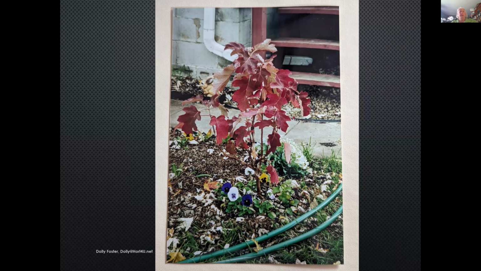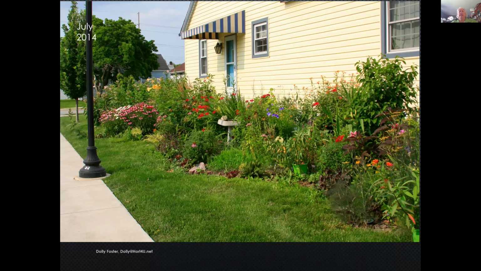That plant is an oak leaf hydrangea. I planted it in 2000 and it is still there in my garden. So it went from that little line on the side of the sidewalk to this big thing. So it's 2014. And of course, this is last year.